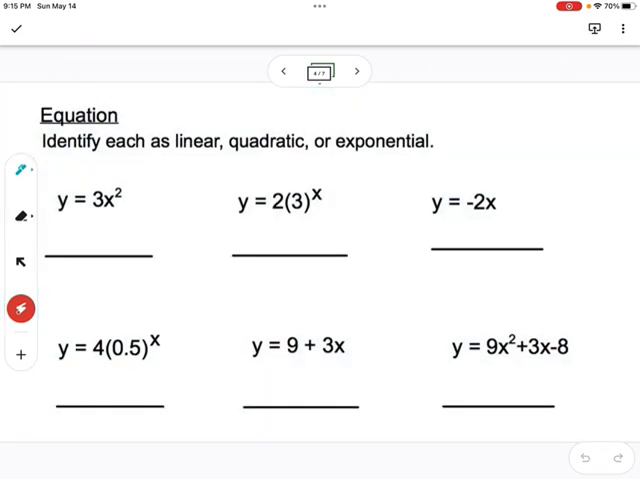Now looking at our equations. So we already know that if we have a linear, we have just an x to the exponent 1 in that equation. If we have a quadratic, we know that we have an x squared in our equation. And if we have an exponential, we know that we have an x in the exponent.